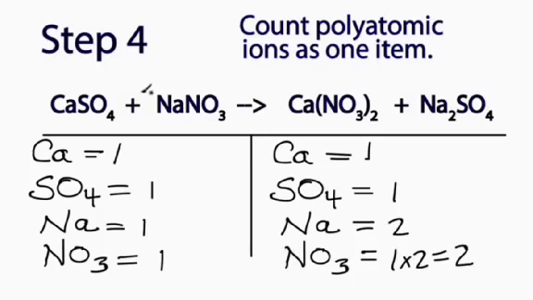So if I put the coefficient of 2 right here, that means I have 1 times 2, 2 Na, but these 2 also multiply across. So 1 times 2 for the NO3, that gives me 2. And now everything is balanced. So by treating those polyatomic ions as just one thing, it makes a pretty simple equation.